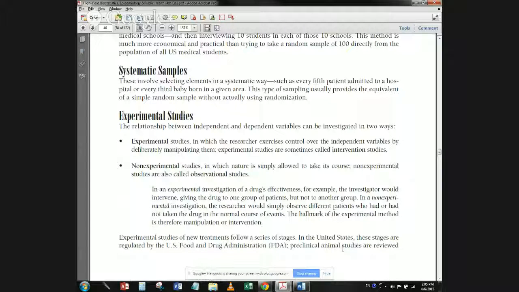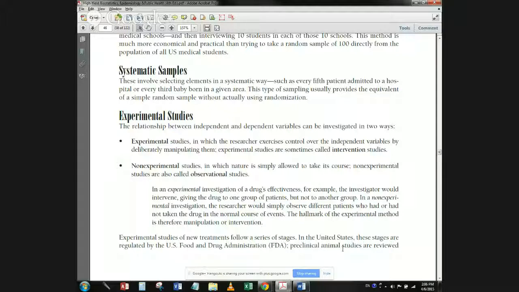Systemic samples. These involve selecting elements in a systemic way, such as every fifth patient admitted to a hospital or every third baby born in a given area. This type of sampling usually provides the equivalent of a simple random sample without actually using randomization.